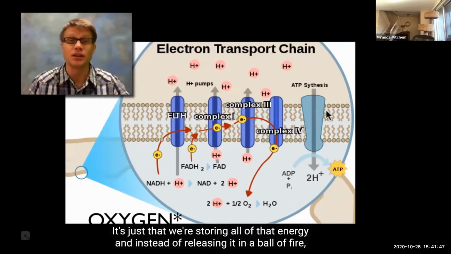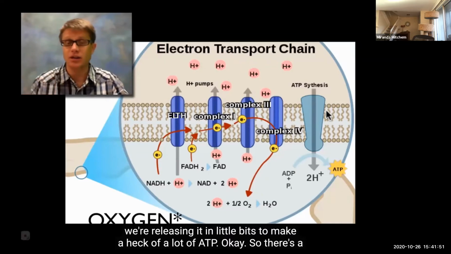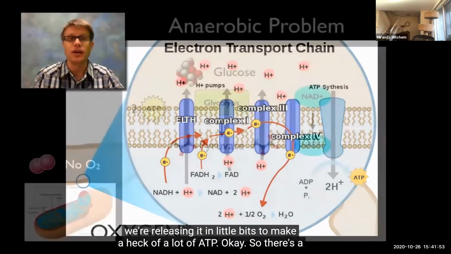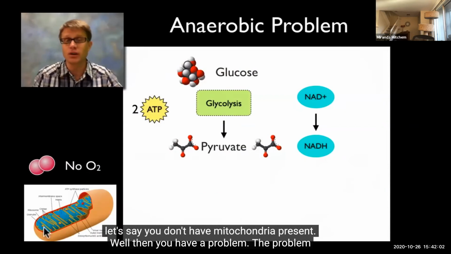And instead of releasing it in a ball of fire, we're releasing it in little bits to make a heck of a lot of ATP. Okay, so there's a problem. What happens if you don't have oxygen pulling that electron the whole way? Or let's say you don't have mitochondria present. Well, then you have a problem. And the problem is this.